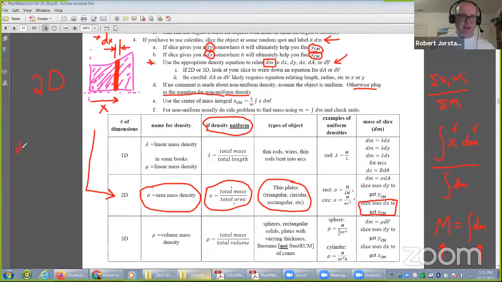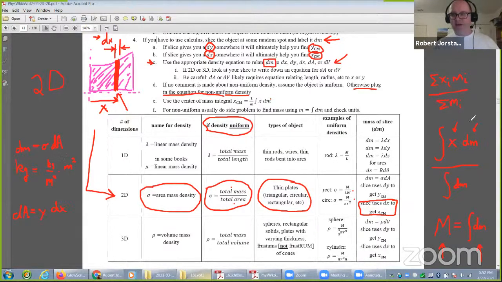In this case, dm would equal sigma times dA. That's a small amount of area. This is kilograms per meter squared times a small amount of area, which is still an area, a meter squared. The units check. The issue again comes down to what dA is. Well, dA is the area of a slice. The area of this particular slice is y, the height of the function, times dx.